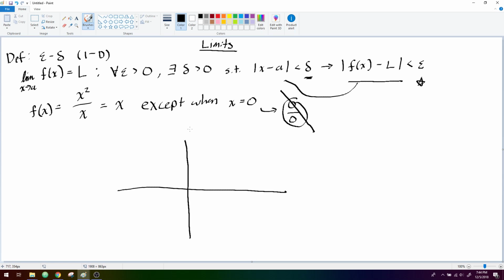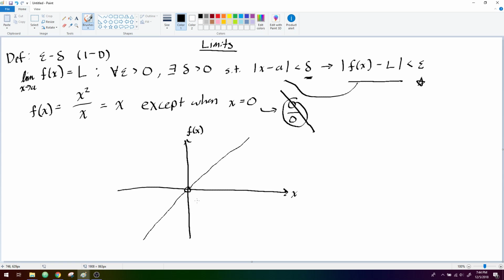Now if we plot our function, always make sure to label your axes. For every positive real number, you'll see that f of x really is just x. For every negative real number, f of x is equal to that as well. And the only problem that we get is right here at x equals 0.